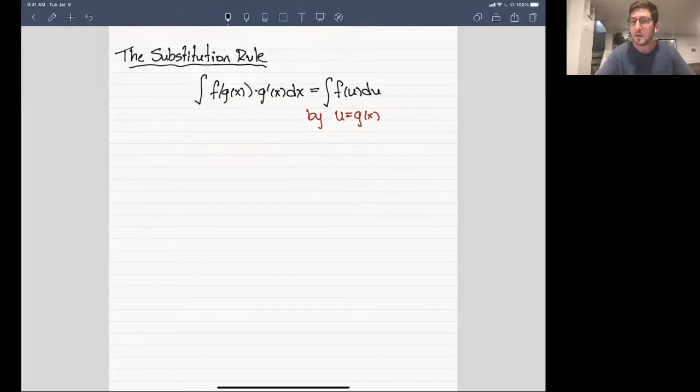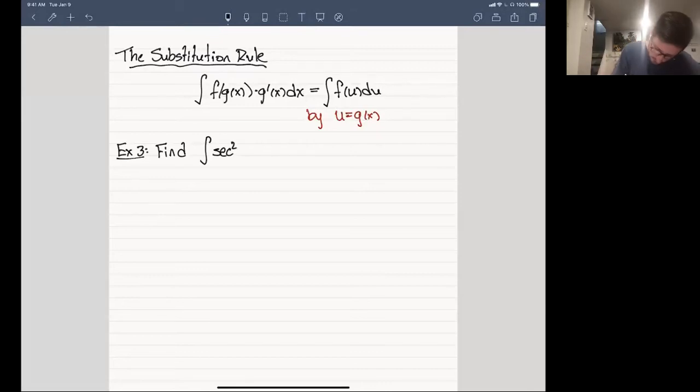And so let me give you an example, right? Let's put this into practice with something that's slightly more complicated. So example number 3. Let's find the antiderivative of secant squared of 5x plus 1, times 5 dx.